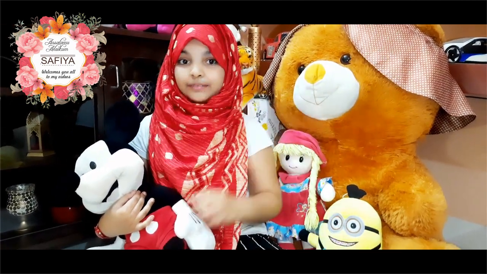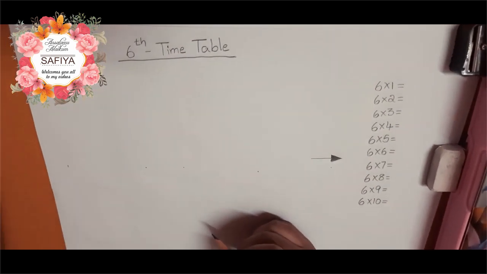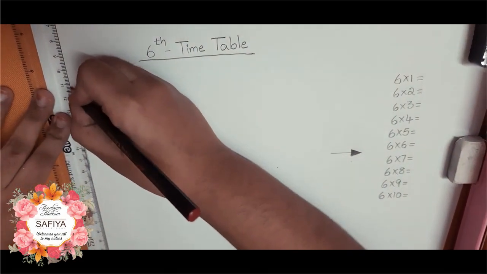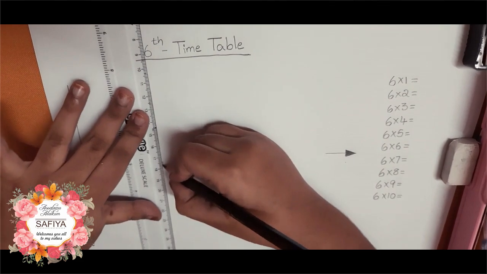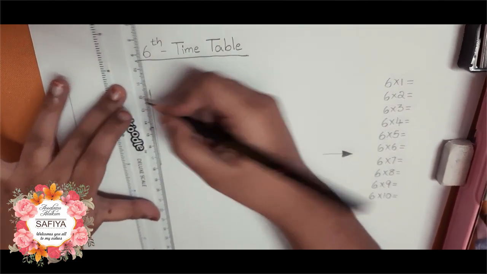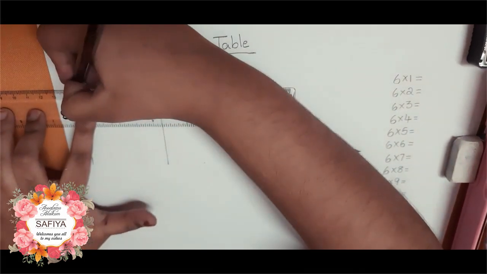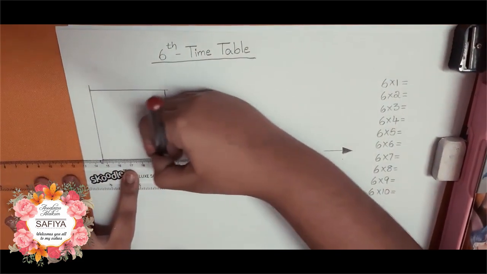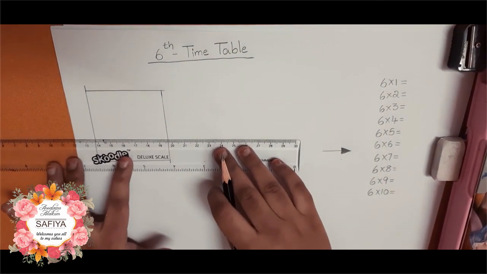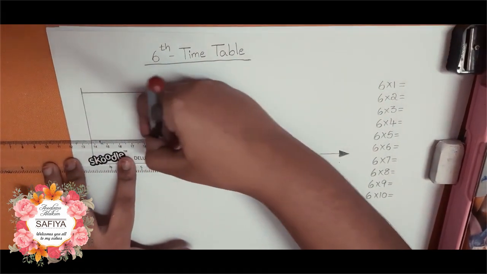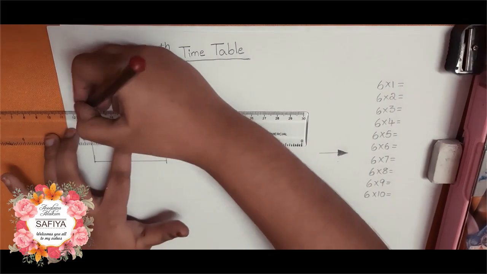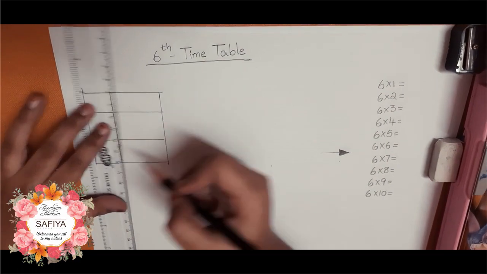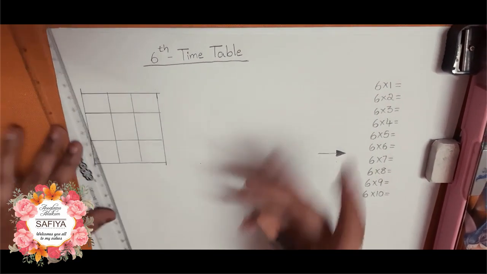Today I'm going to show you one tricky sixth table. So let's start. Now let's start sixth table. So draw the box. Okay, draw same box.